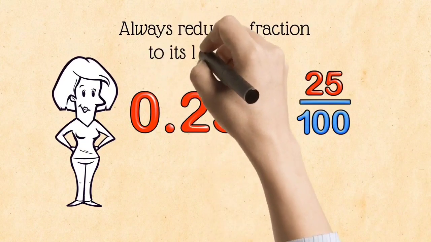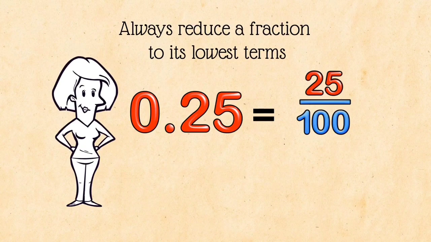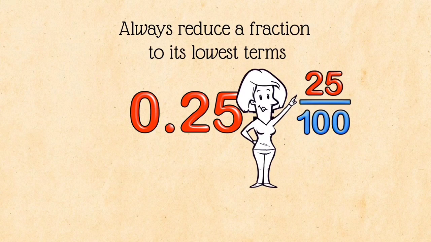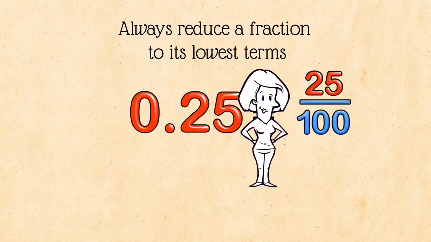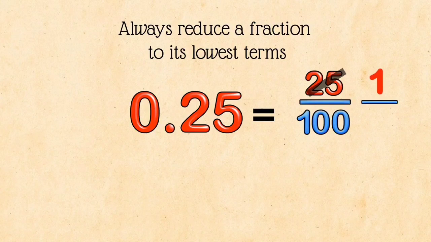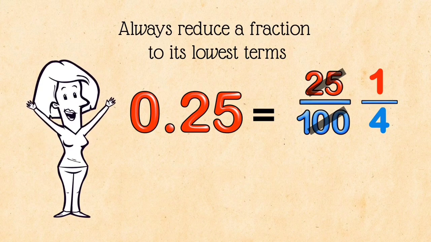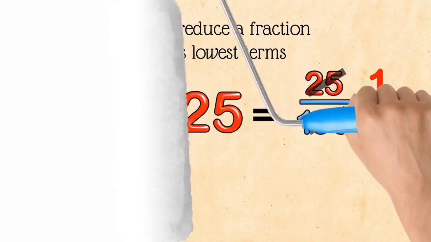Now always reduce a fraction to its lowest terms. It is very important to do that. So if you see, 25 is a factor of 100. If we reduce, 25 times 1 is 25, and 25 times 4 is 100. So we can say that 0.25 is equal to 1 over 4, or 25 over 100.